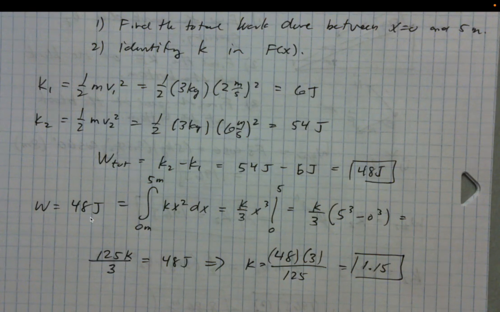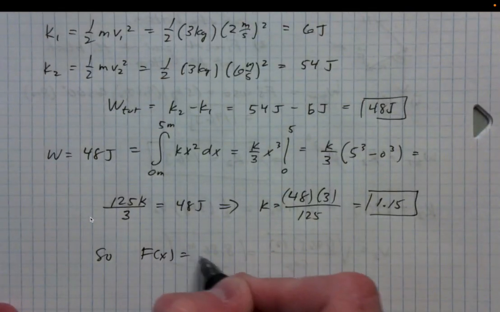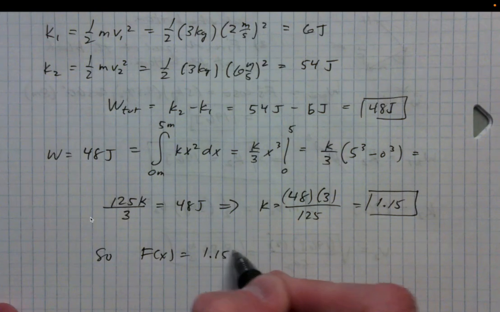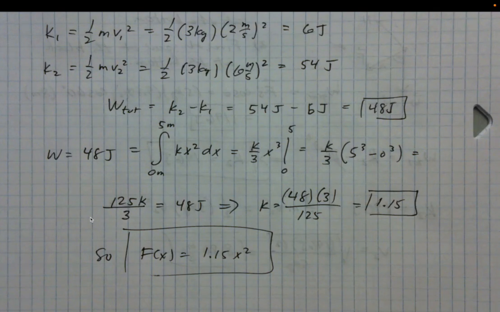So f of x is equal to 1.15 x squared. Okay, that's the function. All right, very good. So kind of a slightly different angle on work and kinetic energy. Very good.